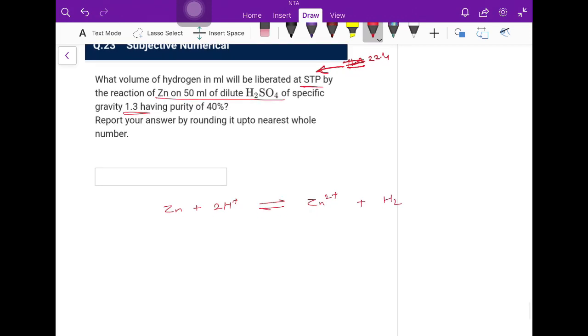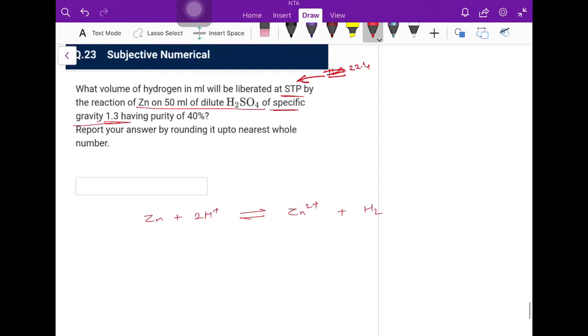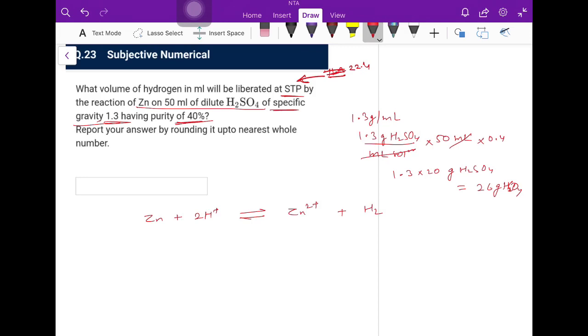So what we need to find is 1.3 specific gravity, which is actually relative density with water, so it is 1.3 gram per ml. With 1.3 gram H2SO4 per ml of solution, we have 50 ml of solution, so the ml gets cancelled out, and the solution is 40% pure, so it is 0.40. So we get 1.3 into 20 gram H2SO4. This is equal to 26 gram H2SO4. So we have the mass of H2SO4.